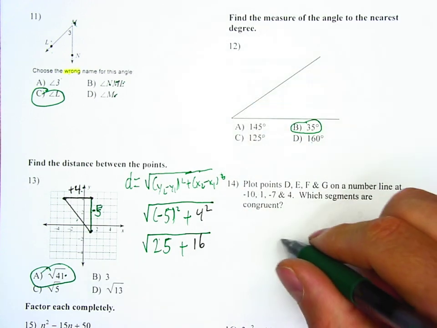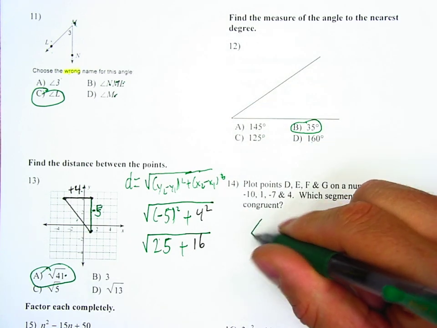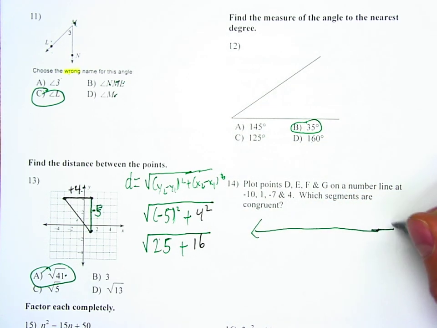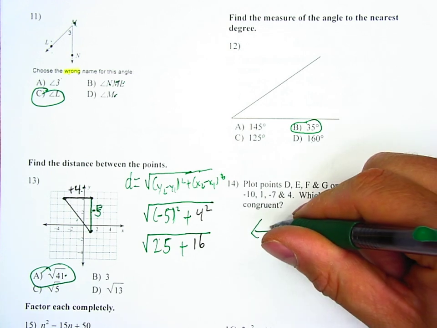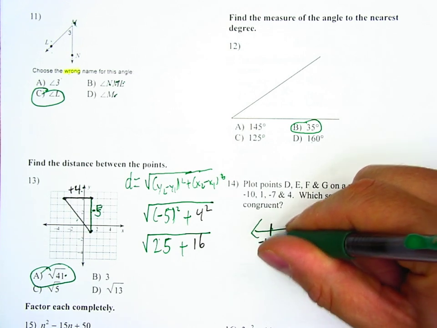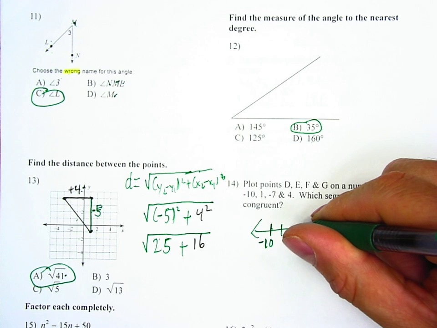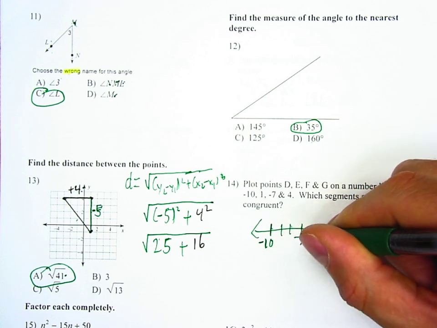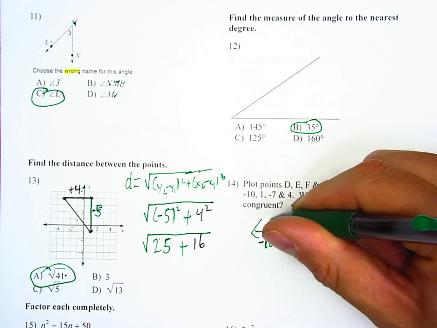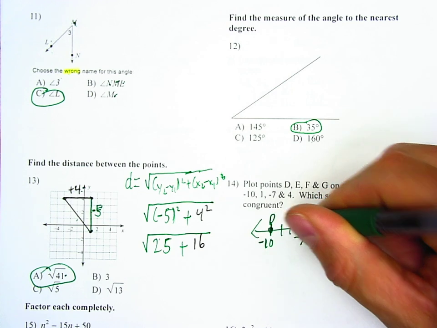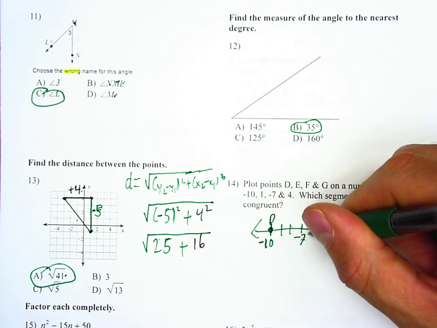All right, plot the points on a number line. Which segments are congruent? So here I will have it drawn for you on the test, the number line. You don't have to plot them yourself, but we're going to plot them together here. So there's negative 10, 9, 8, 7. So this was point D. Negative 10 is that point D. This was point F.